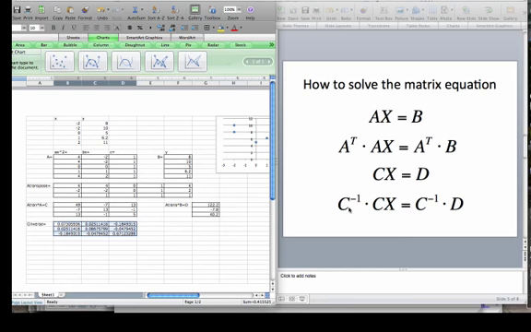Now, I can multiply C inverse times C using mmult, but of course I will get the identity matrix with 1s on the diagonal and 0s everywhere else. I know what that's going to be, so I'm not actually going to multiply this in Excel, but I do need to multiply C inverse times D. Let's do that right here.